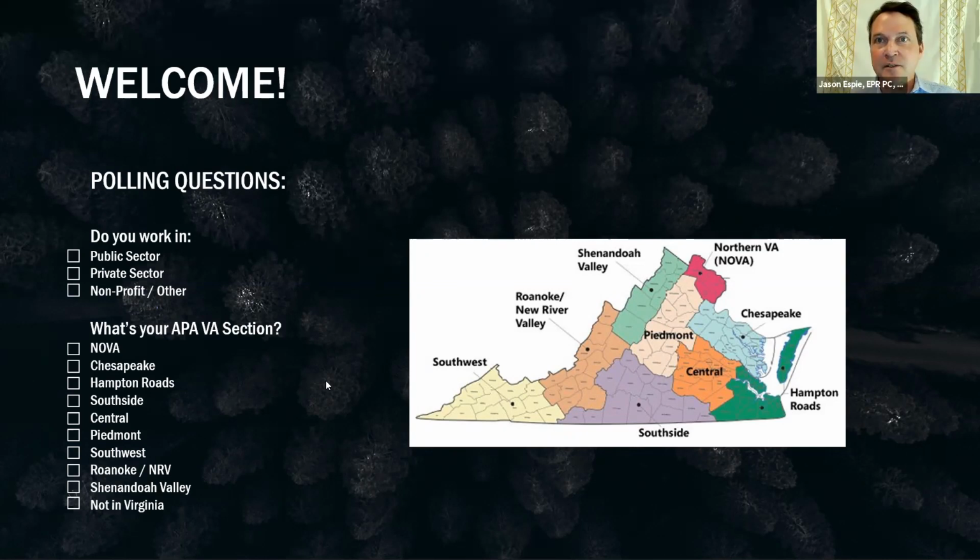and share results. Excellent. We have 67% are public sector, 25% private, and 8% are nonprofit or other. In terms of the sections of Virginia represented, Northern Virginia is the largest representation of folks here. We have Central at 23%, Hampton Roads 10%, Shenandoah Valley 10%, Northern Virginia 10%. We also have some guests here from outside the Commonwealth. All right, well, thanks for that. I see the chat has been coming in. I don't have a chance to go over that right now, but let's move right along.